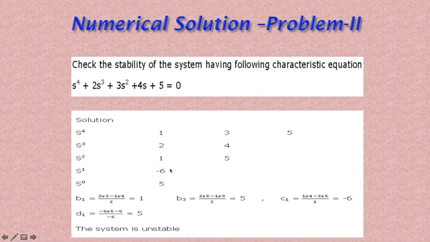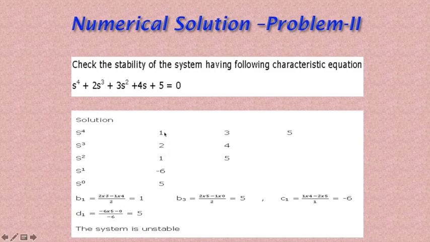Next, calculate C1. That means 1 times 4 minus 2 times 5, divided by 1. So this answer is minus 6. Then this value is 0, because 1 times 0 minus 2 times 0, divided by 1, so this value is 0. Next is D1. Minus 6 times 5 minus 1 times 0, divided by minus 6. So this answer is 5.